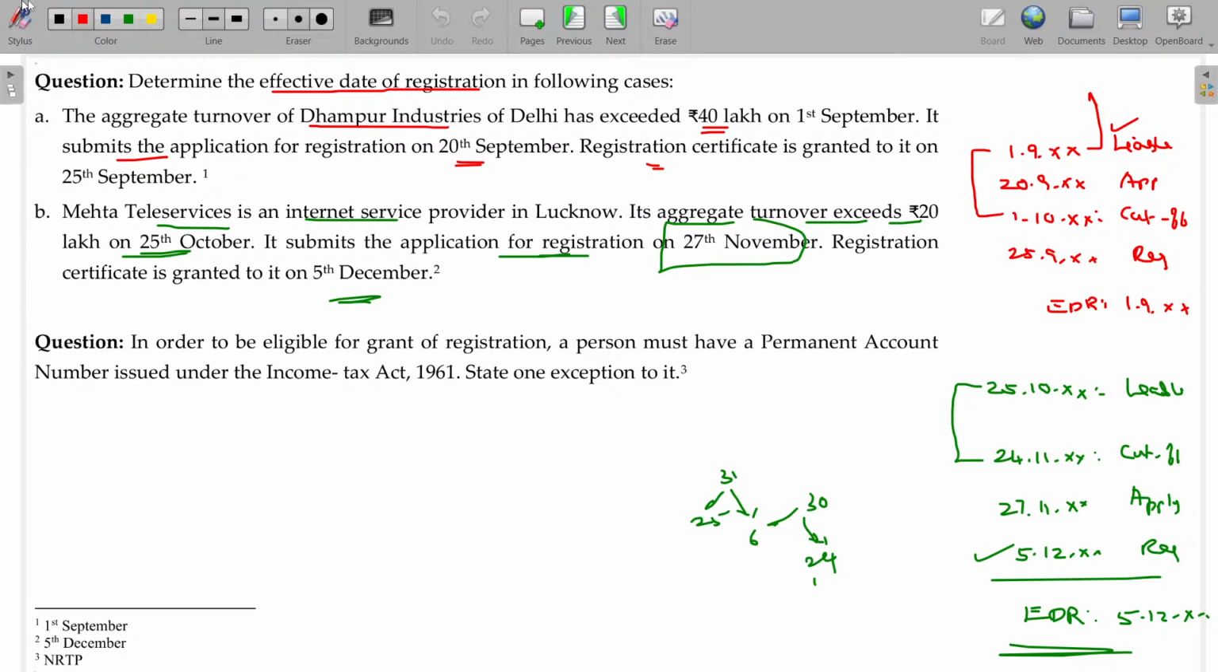Now, in order to be eligible for grant of registration, a person must have a permanent account number under the Income Tax Act 1961, with one exception, to whom this PAN is not required. For NRTP, PAN is not required. Clear?